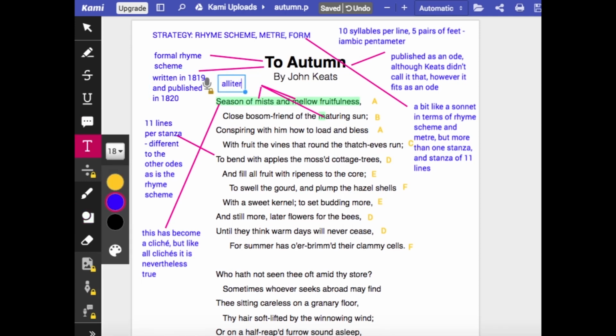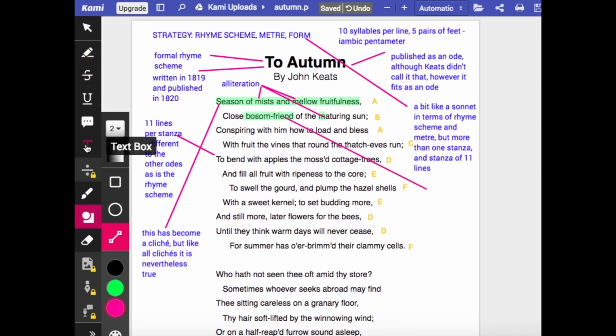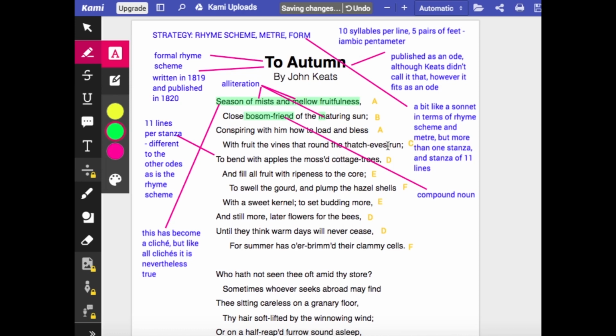Keats likes to use compound adjectives and compound nouns. This is a compound noun. Close bosom friend is, of course, personification and a compound noun. And then the line carries on, and I haven't highlighted it here, but it is on the PDF that you can download. Conspiring with him, and that's the personification of the season and the sun, which is him.